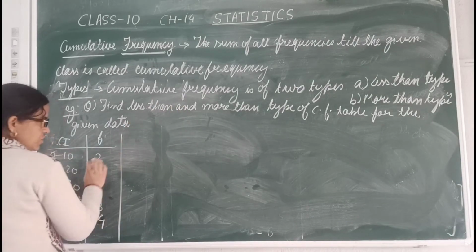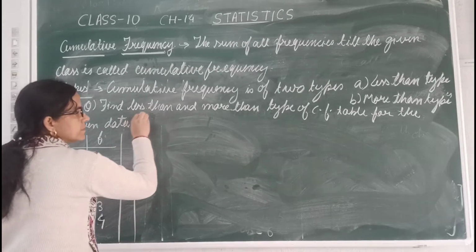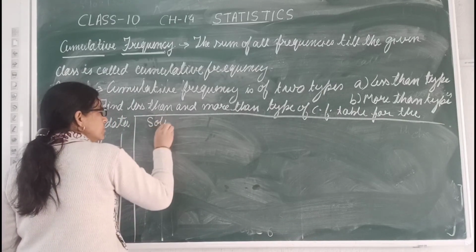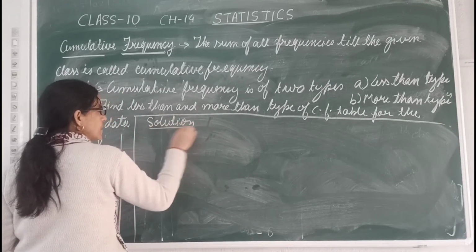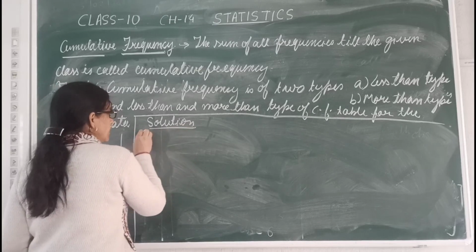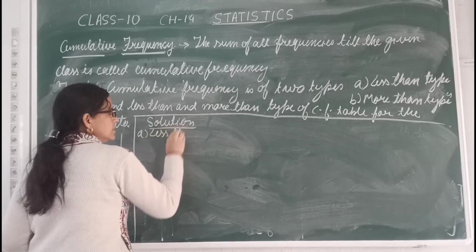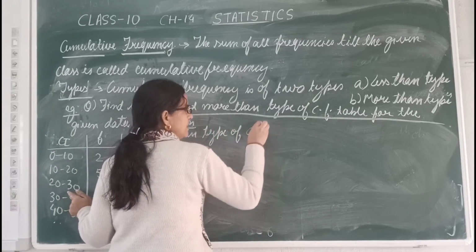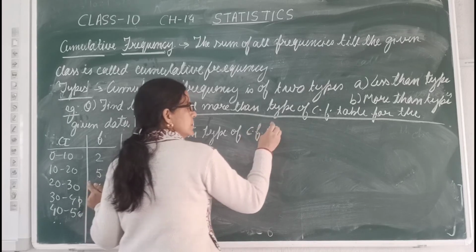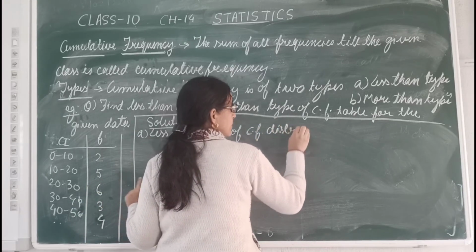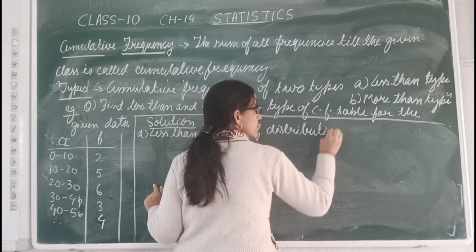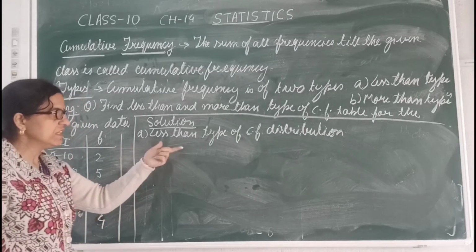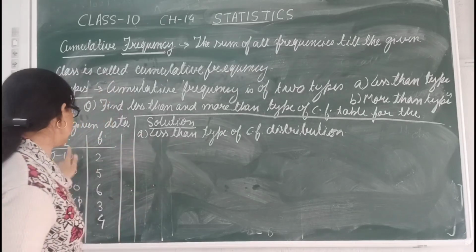This is the question part. In the solution part, what we will be writing is the less than type of cumulative frequency distribution. Here always keep in mind that whenever we have to frame less than type, we will be writing the upper limit.